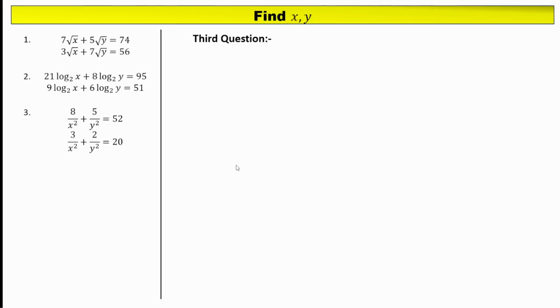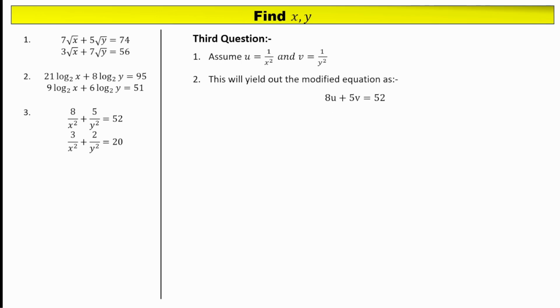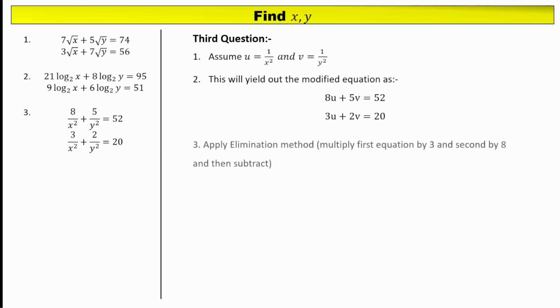Now for the final question, again here we have to use the substitution method to simplify it and solve it for the x and y values. So assume 1 by x square as u and 1 by y square as v. Then our modified equation becomes 8u plus 5v is equal to 52 and 3u plus 2v is equal to 20.